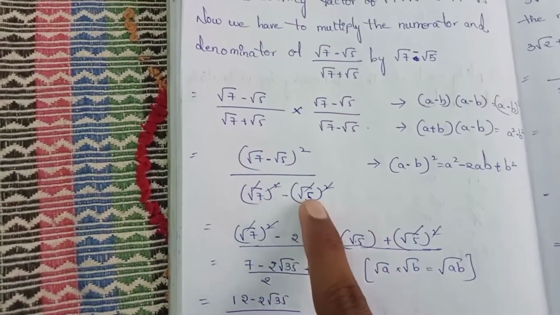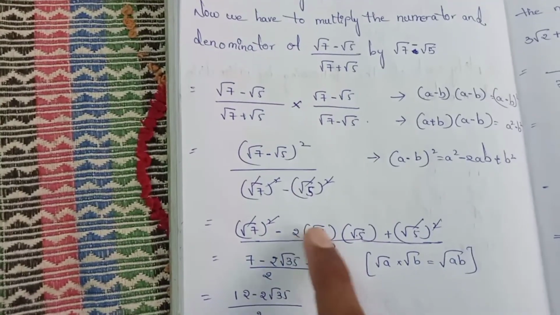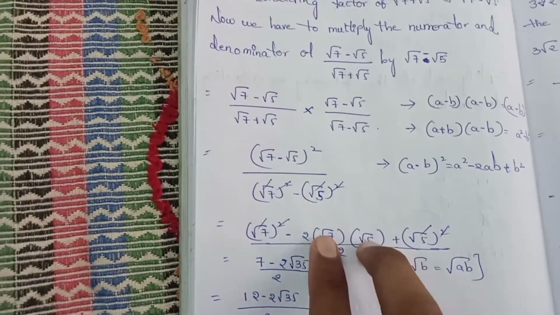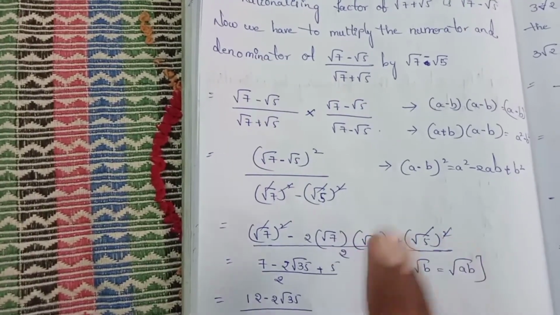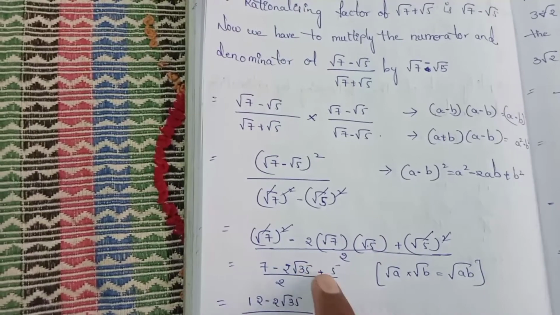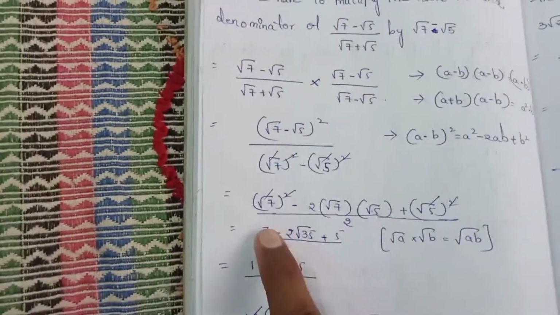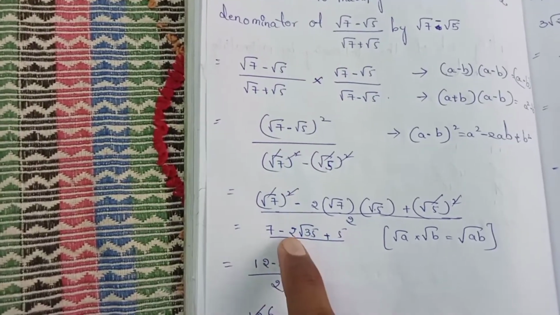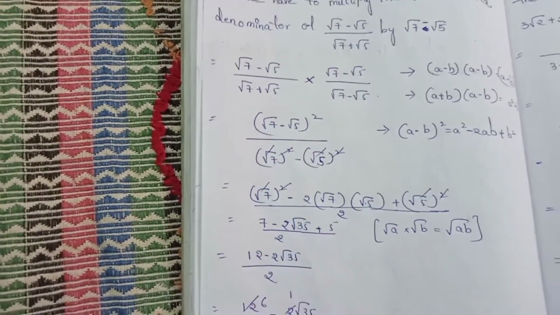By 7 minus 5, 2. See, here 7 minus 2. These two are in the form root a into root b, so the root terms are combined: root ab. 7 into 5 is 35. Root 35 plus 5 by 2. See, 7 plus 5 is 12, minus 2 root 35, by 2.